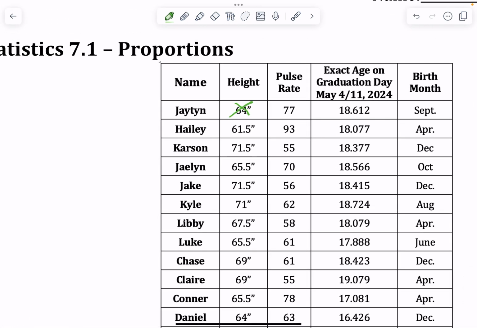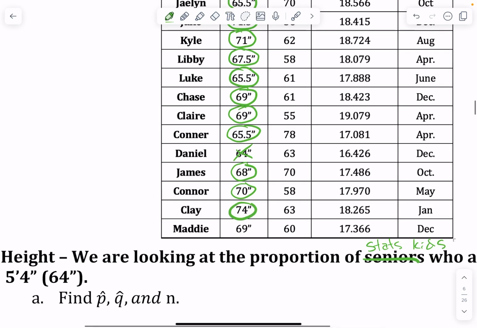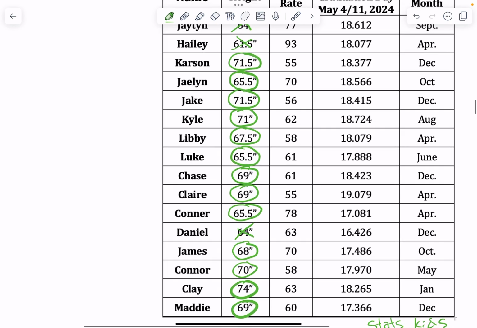So not Jayton, not Haley. Carson, you're taller than 64 inches. Jalen, you're taller than 64 inches. Jake, you get to be included. Kyle, Libby, Luke. Chase is a yes. Claire is a yes. Connor is a yes. Daniel, sorry, you are a no. James is a yes. Connor is a yes. Clay is a yes. Maddie is a yes. So we've got 3 people that we're excluding, right?